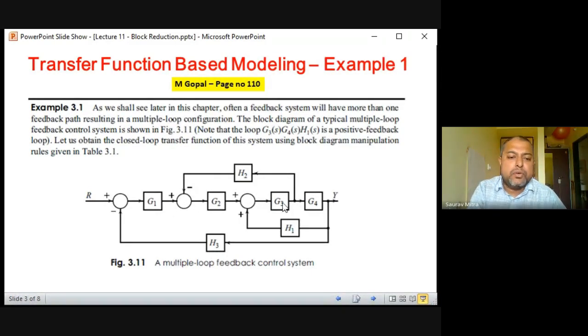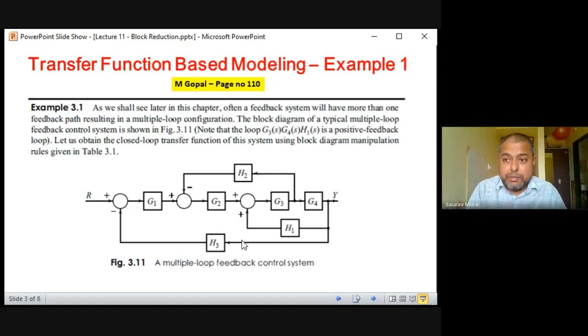And then the whole forward path would have had a feedback of H3. Whatever we find, G1 G2 G3 G4 divided by 1 minus G3 G4 H1, would have been the forward path gain, G. And then H3 was the feedback gain. So if the whole big thing in the absence of H2 we call G, then it would have been G divided by 1 plus G H3. That was the numerical.